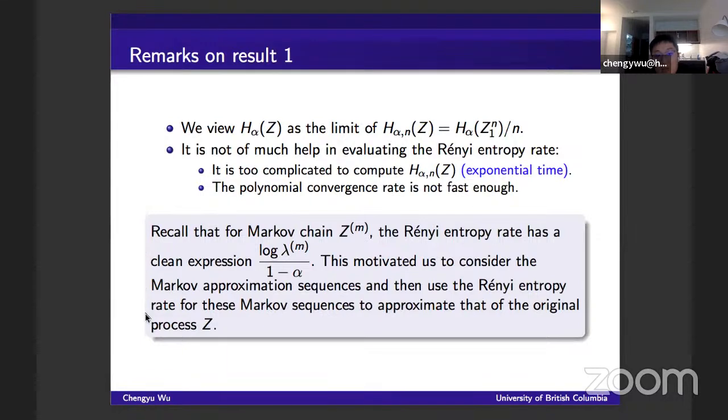And motivated by the result that the linear entropy rate of a Markov chain has a very clean expression, we want to use the Markov approximation to approximate the original random process and see whether there is a relationship between the linear entropy rate of the Markov approximation sequence and the linear entropy rate of the original sequence.